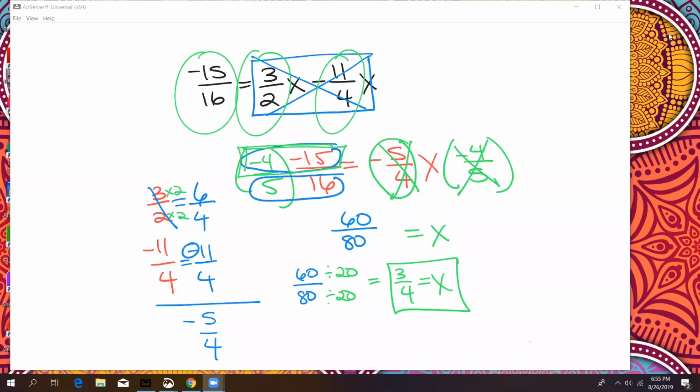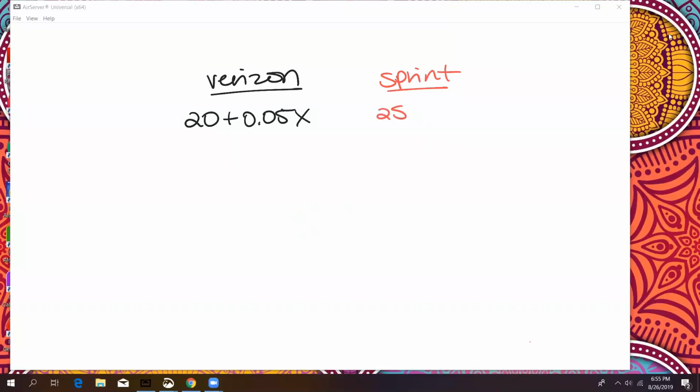All right, last one real quick on a word problem. Let's say there are 2 phone plans, and I'm totally making this up. Verizon has a plan where you pay $20 a month, but then 5 cents per text message. Sprint has a plan where you pay $25 per month, but you only pay 1 cent per text message. The question is, when would these 2 plans be equal?